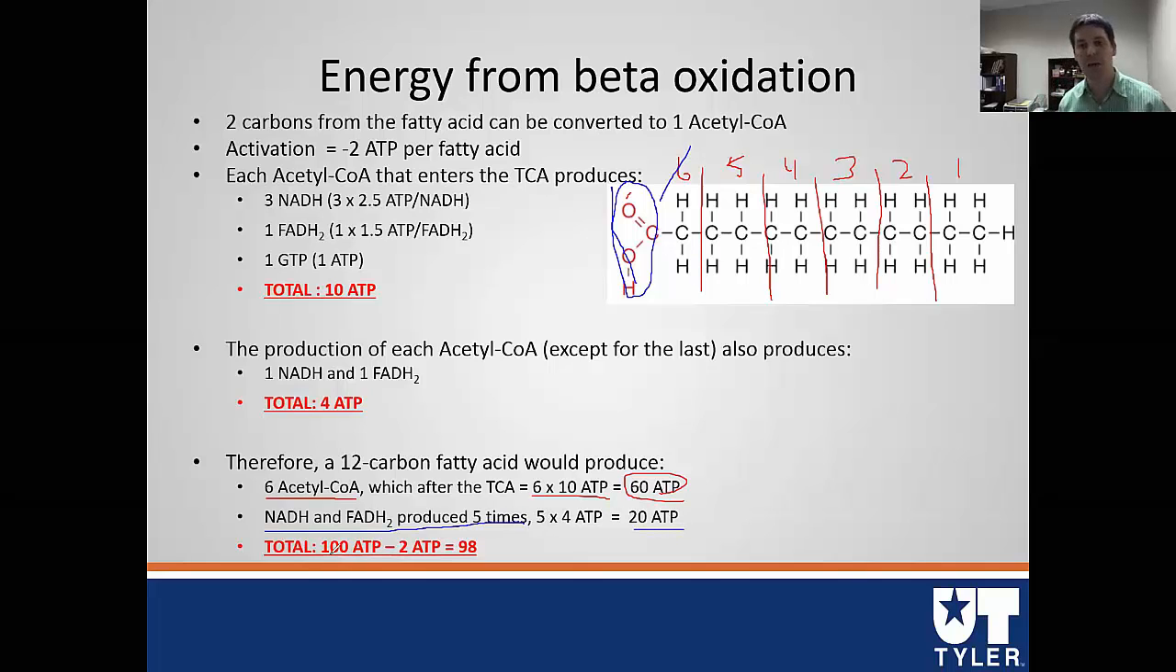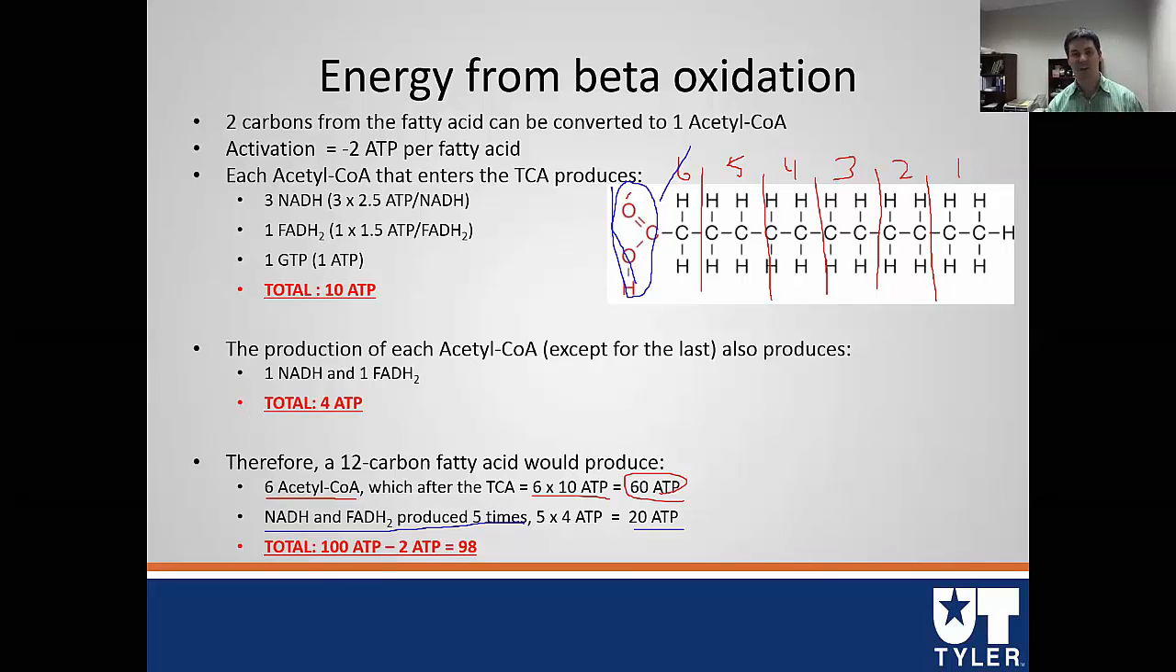So total from beta oxidation of a 12-carbon fatty acid would give us 100 ATP minus the 2 that we used for the investment phase, giving us a total of 98 ATP. So you can see why fat is a really great way to make a lot of ATP relatively cheaply, and why it is a very good source of ATP during low intensity exercise, and we'll talk about how and why that works, its pros and cons, in the next video.